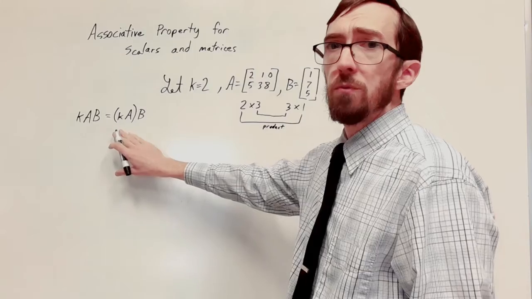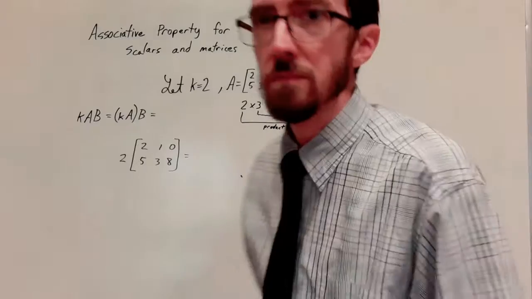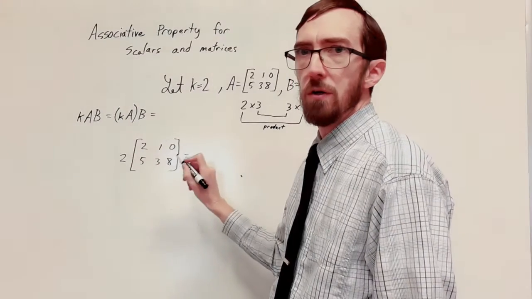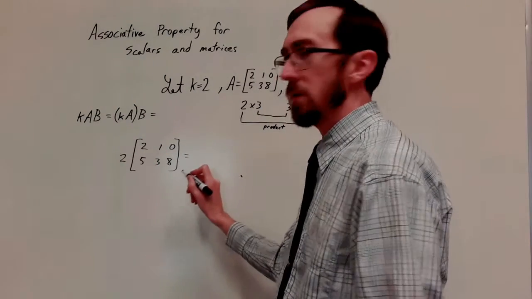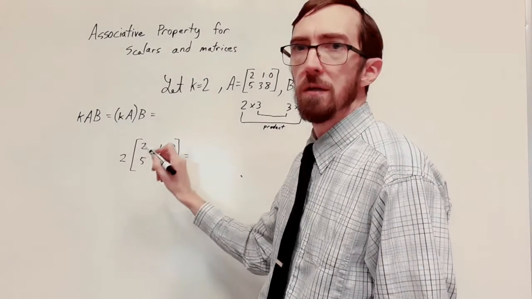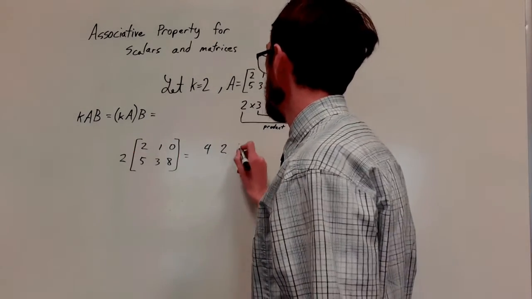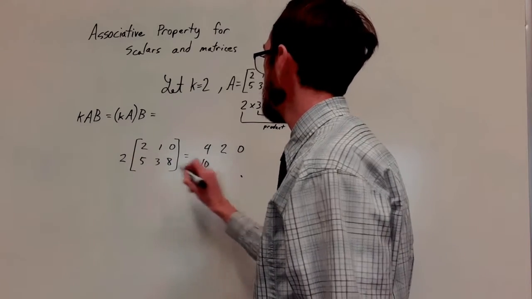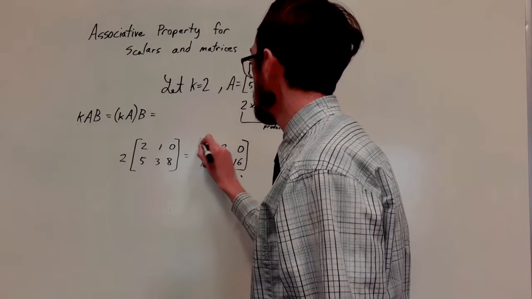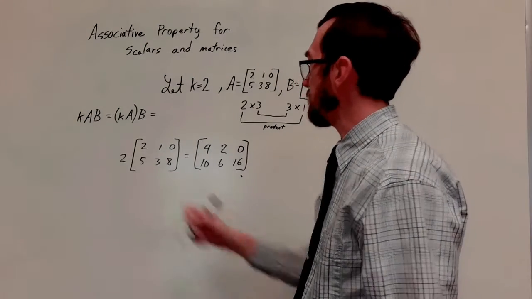We want to keep in mind that when we multiply a scalar times a matrix, we get a result that is a matrix. We are going to multiply our scalar by our matrix A. So this is going to kind of look like the distributive property. We take every element in the matrix and we multiply it by the scalar. 2 times 2 is 4, 2 times 1 is 2, 2 times 0 is 0, 2 times 5 is 10, 2 times 3 is 6, and 2 times 8 is 16. We get a product that is the same dimensions as the factor that is in our multiplication.